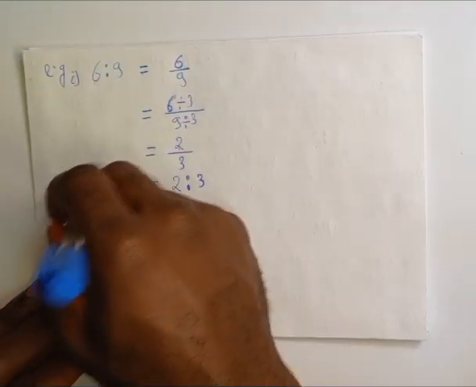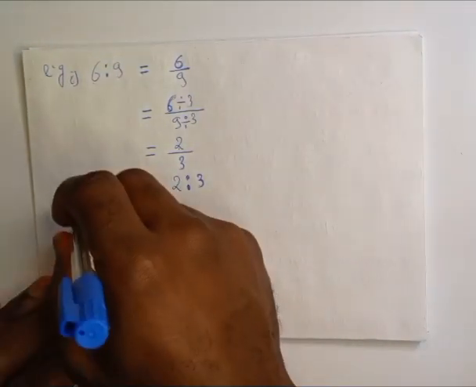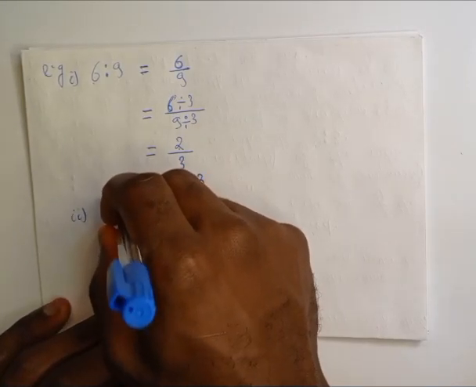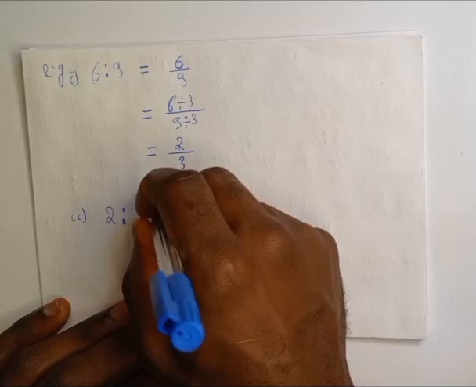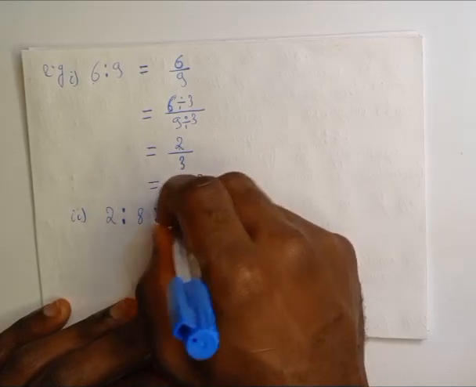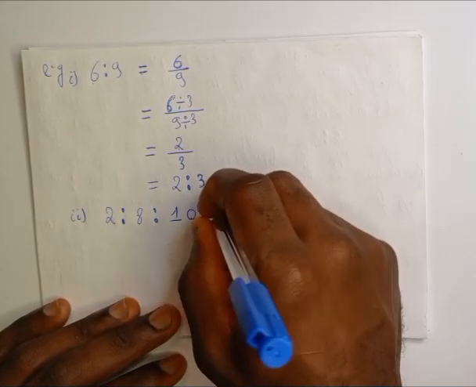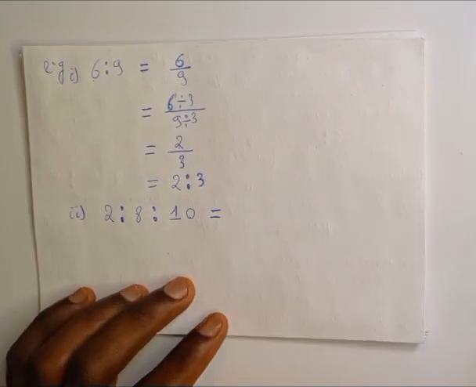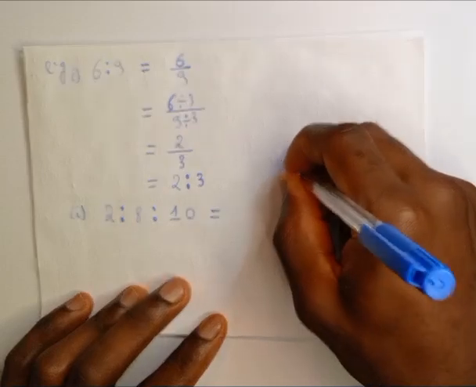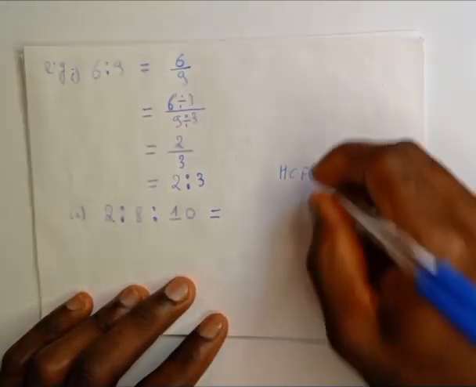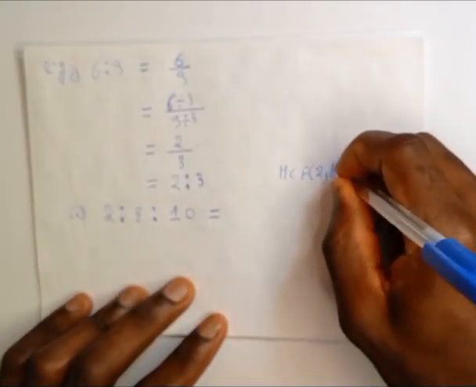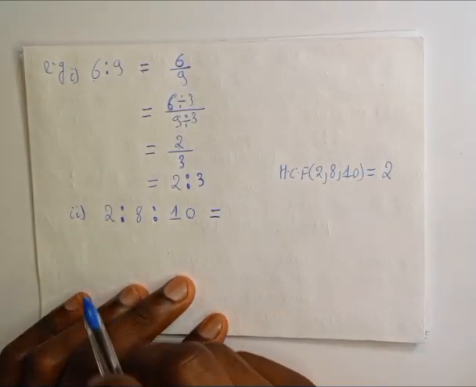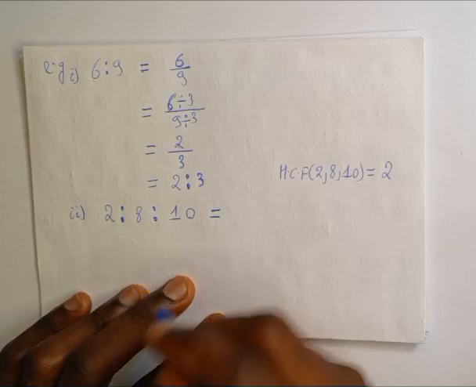This is for the first one. If we take the second one, if we take the ratio 2:8:10, for us to express this ratio in the simplest form, first thing we are going to start by finding the HCF of the components of this ratio, the HCF of 2, 8, and 10. The highest common factor is simply equal to 2. We are going to divide the three components of this ratio by 2.